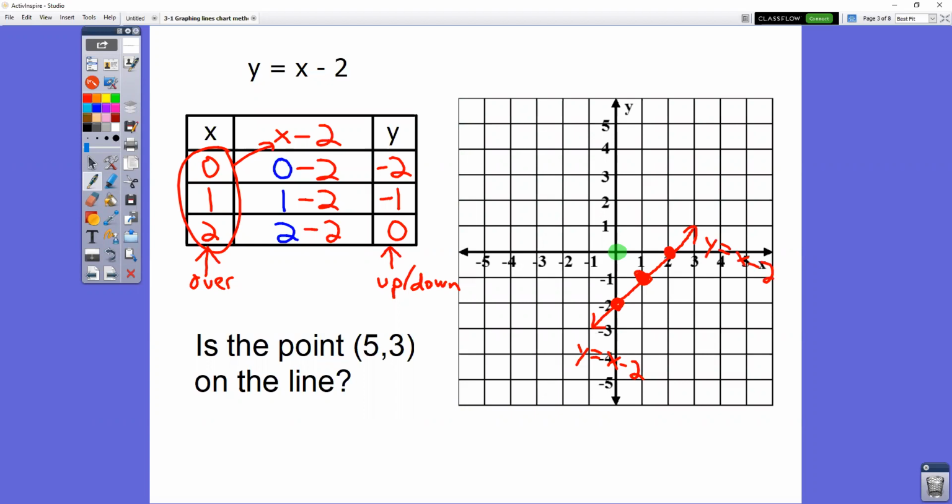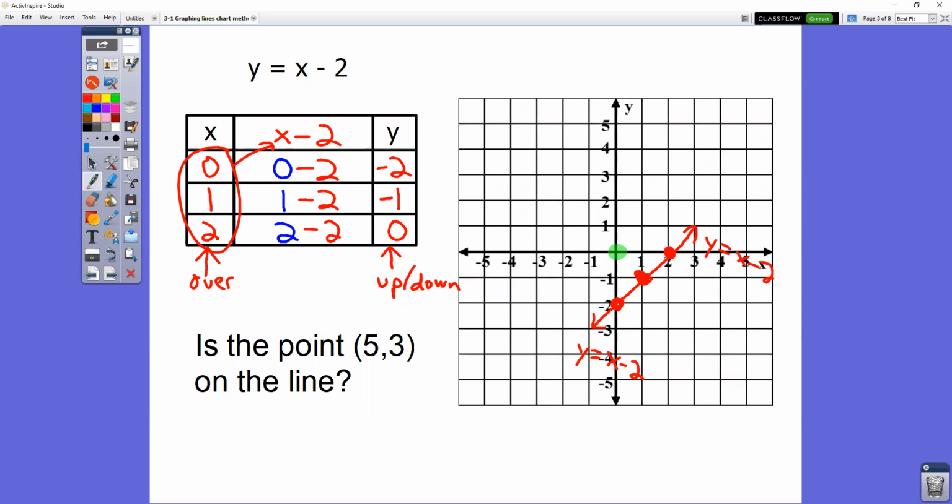It doesn't matter which one. I'm going to be very picky about you putting the arrows on the ends and labeling your line, because that's how they are on the state test and your Regents exam next year. So that is a graph of a line. Again, it should always be a straight line.